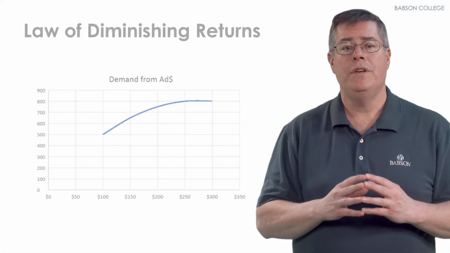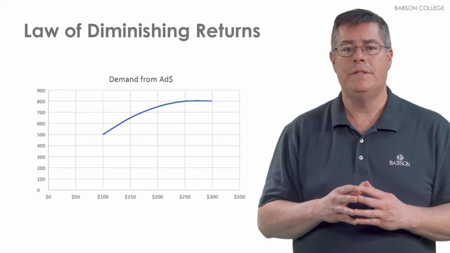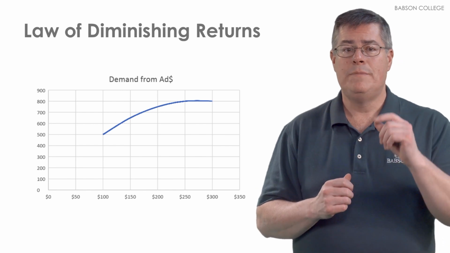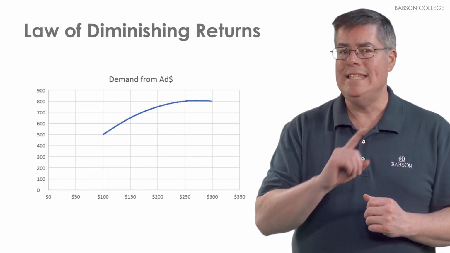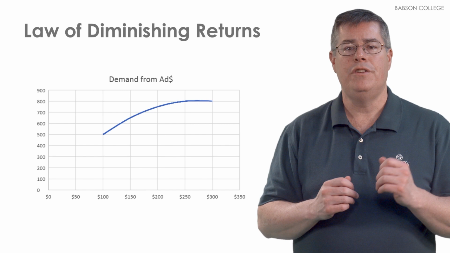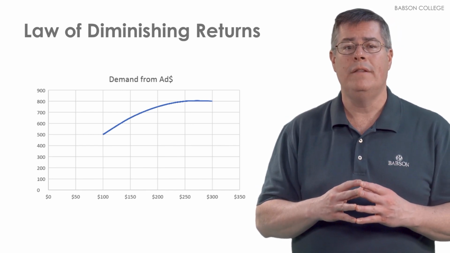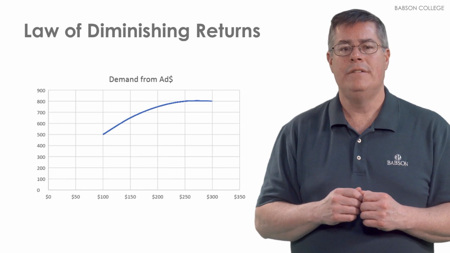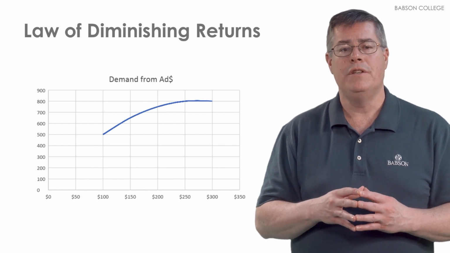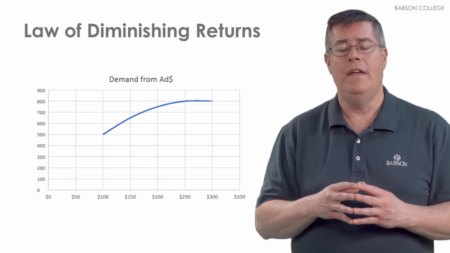Now, there is a huge caveat for these types of models. At some point, spending additional advertising is not going to result in additional units demanded because everyone who might be interested in your product has likely seen your ads. This is called the law of diminishing returns, as you can see on this display.